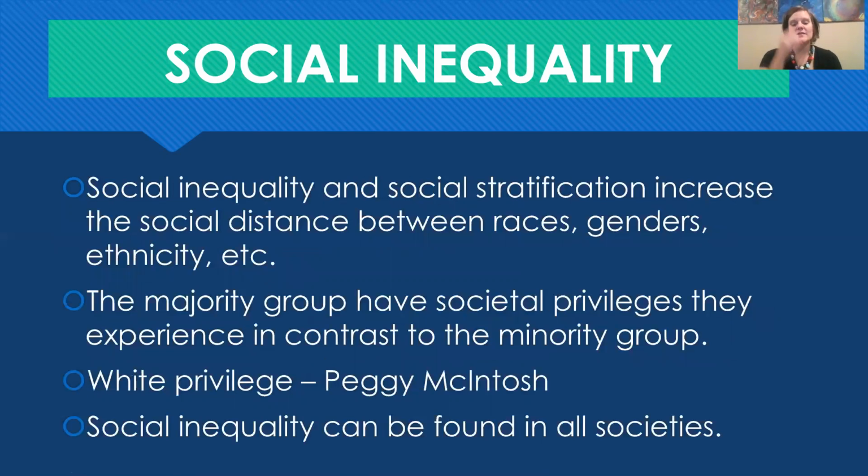So one of the things just to mention is social stratification, meaning that there are classes or there's a caste system. So there's an upper, a middle, and a lower class, and sometimes there's some things in between. But this social stratification really increases the social distance, or increases the discrimination and racism, between races, genders, ethnic groups, any type of minority group that's out there.